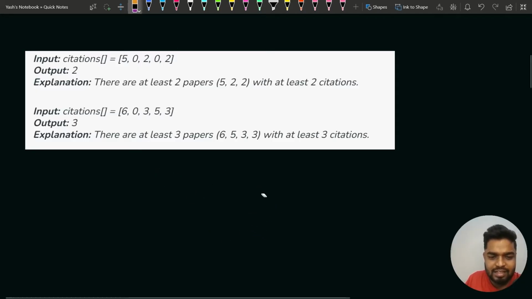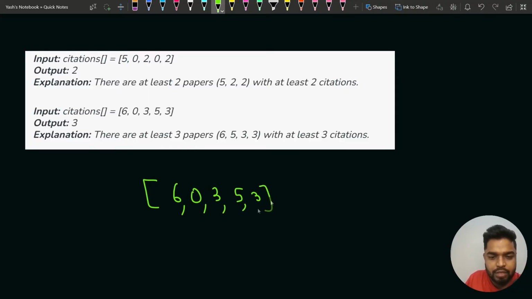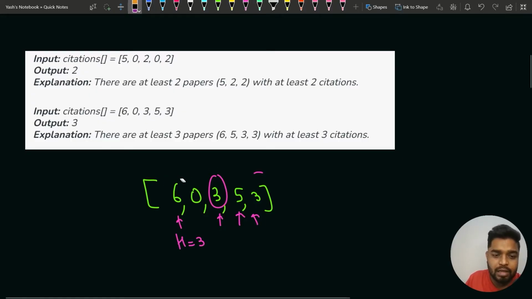If you think about the next test case, that is the second test case given, it's basically 6, then 0, then 3, then 5, and then 3. So let's say the H value is 3 here. Why is the H value 3 here? Because there are at least three papers which have been cited three or more times. Can the H value be 4? No. Are there four papers which have been cited at least four or more times? No. So that is why the H value for the second input will be 3 here. Highest H value will be 3, H index will be 3 here.